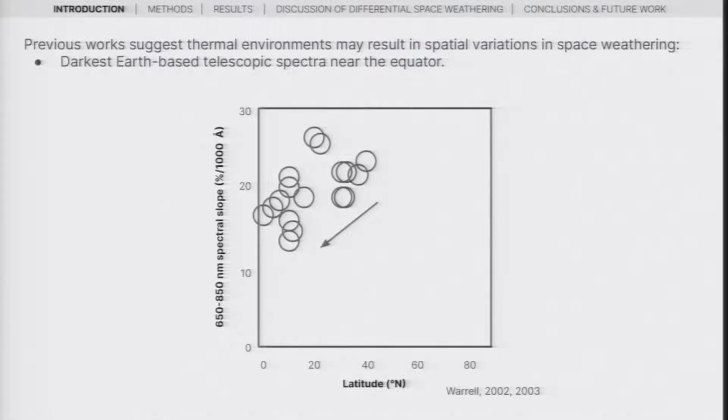So for example, Worrell used Earth-based telescopic observations. And some of his data are replotted here, where he's looking at the 650 nanometer to 850 nanometer spectral slope along the y-axis with respect to latitude from 0 to the North Pole. And he suggested that perhaps this sort of decrease in spectral slope closest to the equator might be relevant to this process of Ostwald ripening.